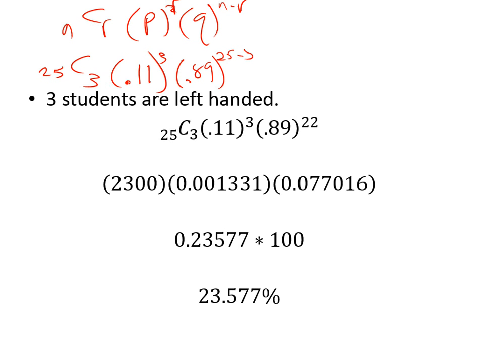So there's a 23.5% chance that if I were to grab 25 students and put them in a classroom, 3 of them would be left-handed. That's like me saying, if I made 100 groups of 25 students, I'd have about 23 or 24 groups that would have 3 people left-handed.